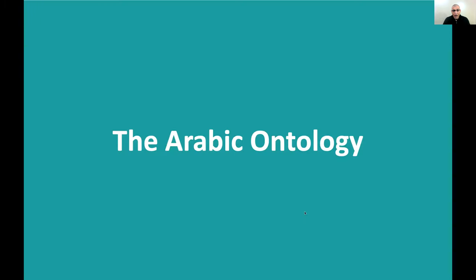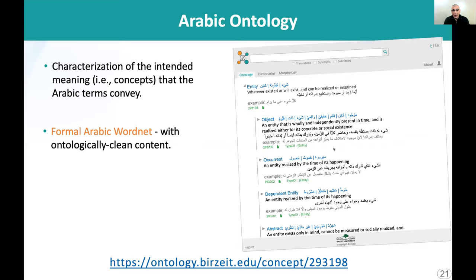Okay, now allow me to move to the third part of the talk to present to you the Arabic ontology, which is being developed at Birzeit University. We can define the Arabic ontology as a lightweight formal specification of the concepts that the Arabic terms convey. In other words, it is a formal Arabic WordNet.